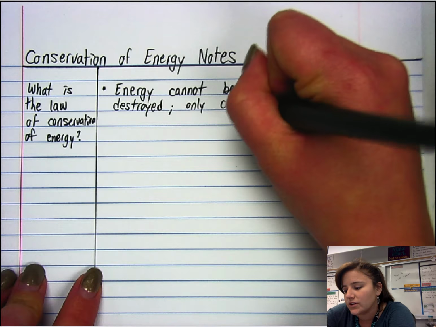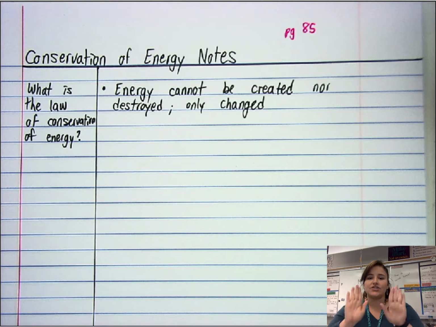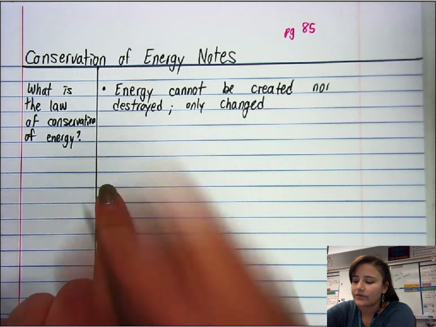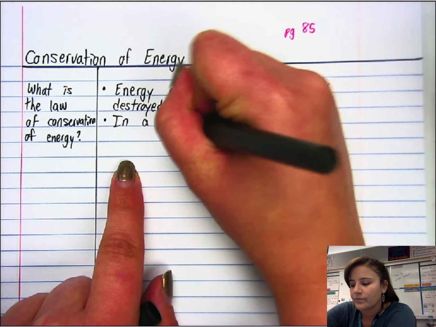Only changed. Okay? We can change the kinetic energy of our hands into thermal energy of heat. But we can't create energy. We're not creating that thermal energy out of anywhere. It's coming from the mechanical or kinetic energy of our hands, which comes from the potential energy of our food that's stored in our food, and our body breaks it down and does a whole set of chemical reactions to get that to happen.